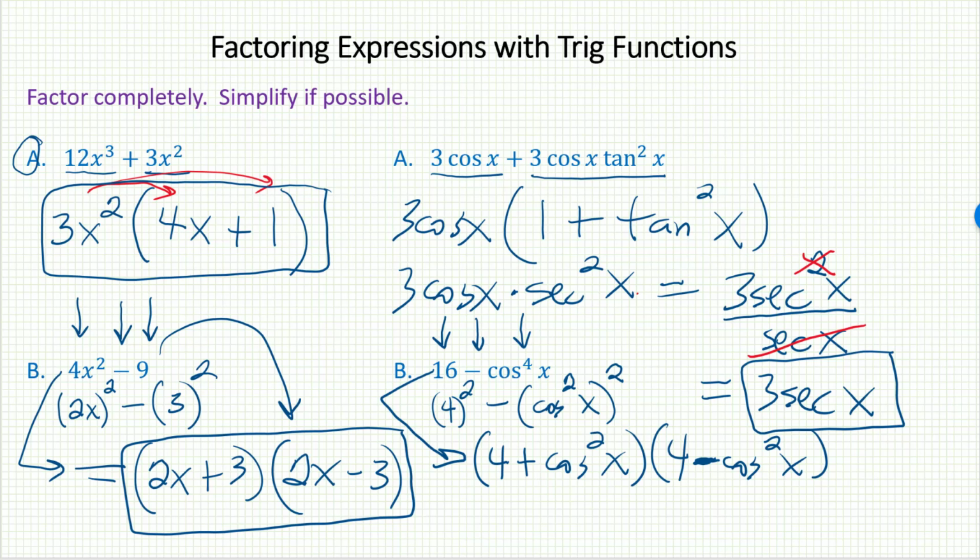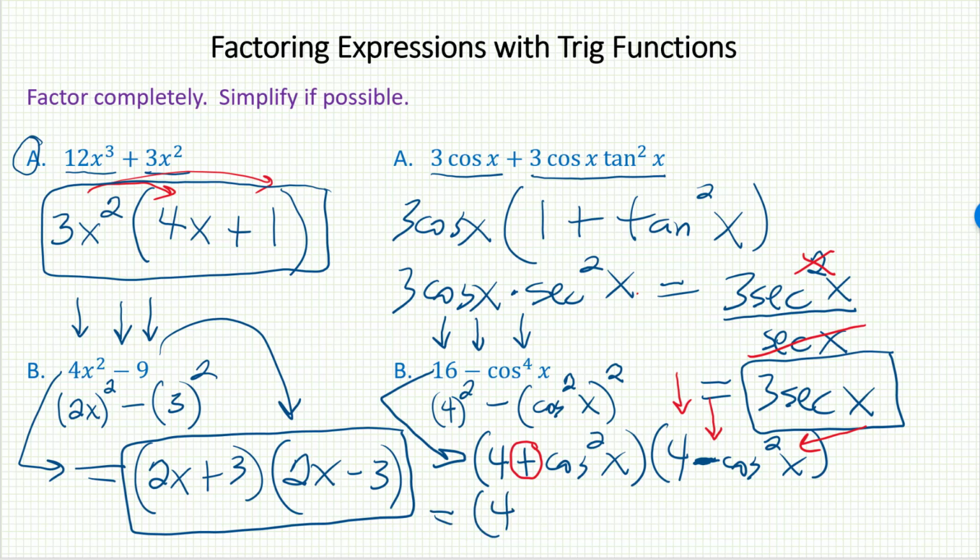Notice I now have two binomials. This binomial has a plus. There is no factoring formula for the sum of squares, so I can't do anything with that. But look at the second one. It has a minus. That's a difference. 4, that's a perfect square, 2 times 2. Cosine squared x, that's a perfect square, cosine x times cosine x. So that one keeps going.